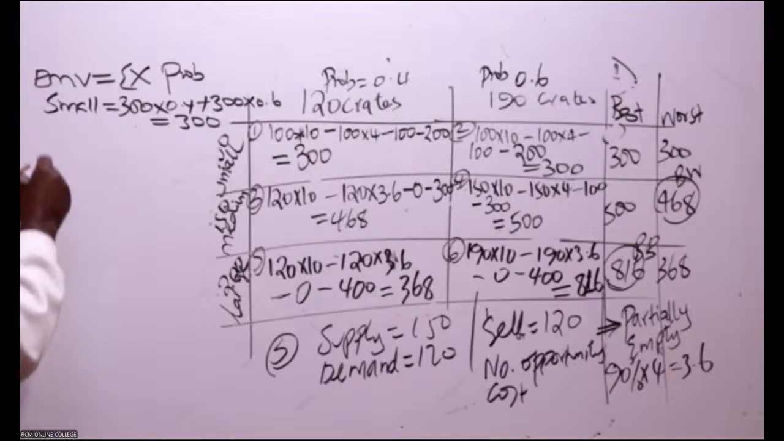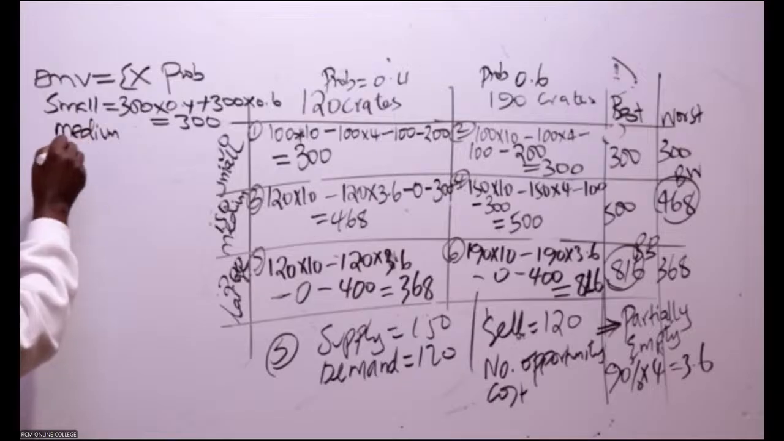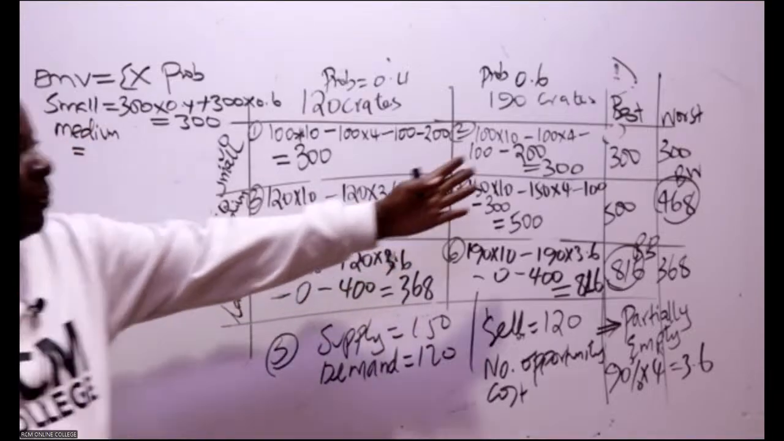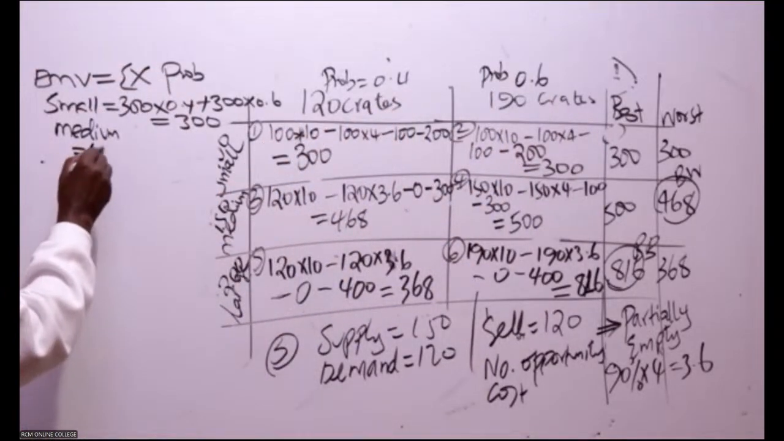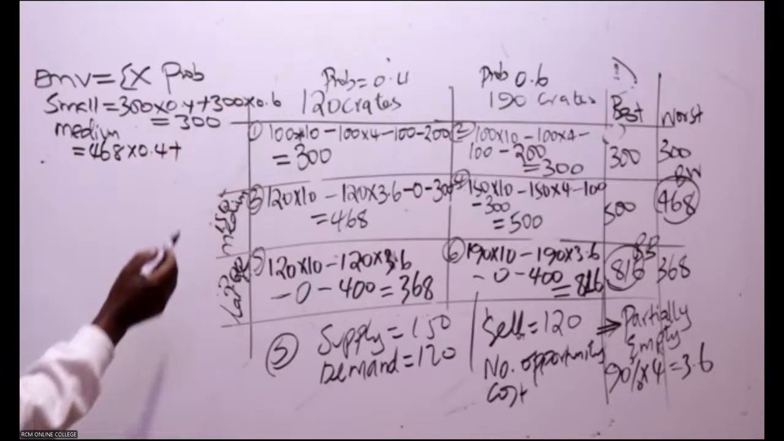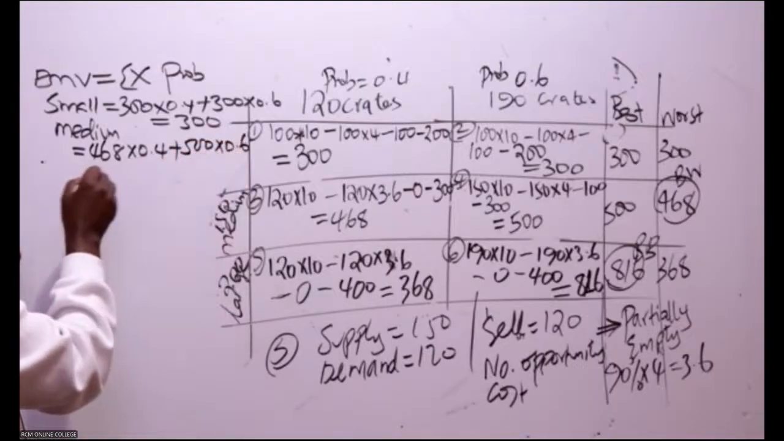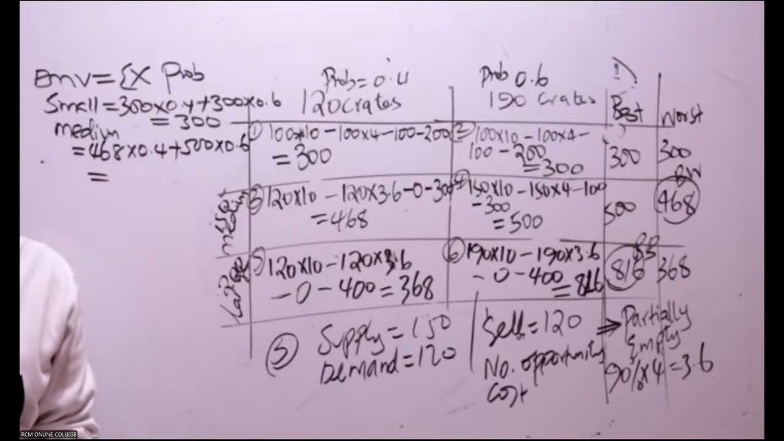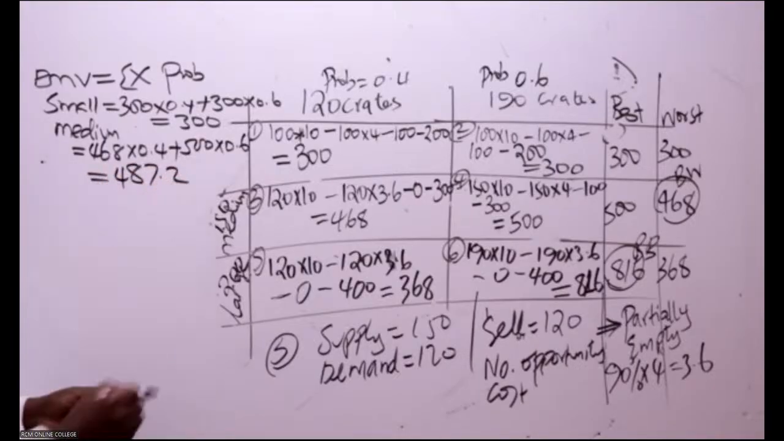How about the expected monetary value for medium? For medium, I can see there are only 2 X values. Don't count best. We're only looking for the demands. So we have 468 times 0.4 plus the next one, 500 times 0.6. Please give me a number. Yes, 487.2.